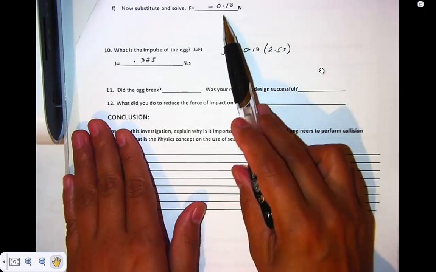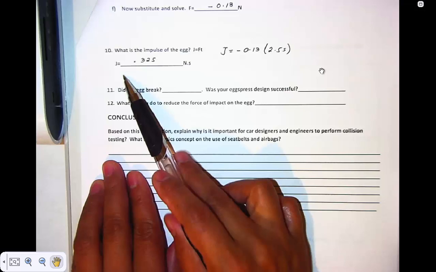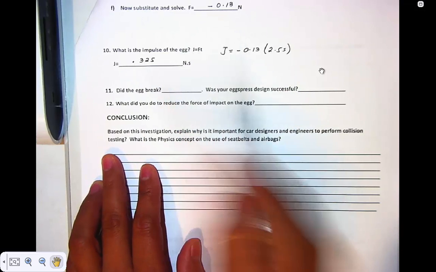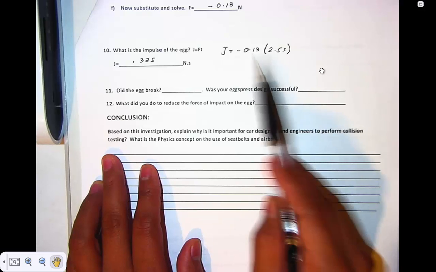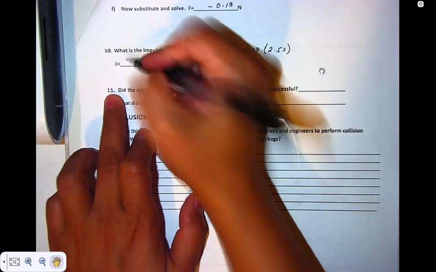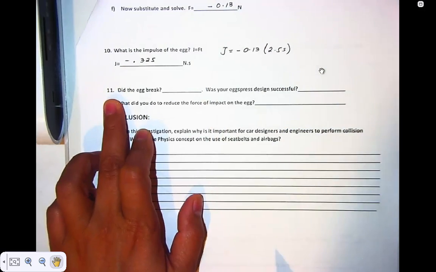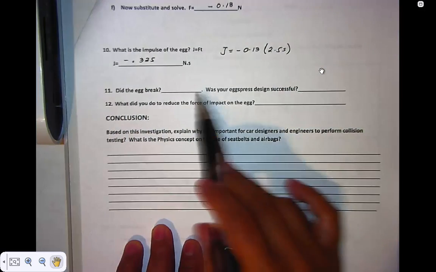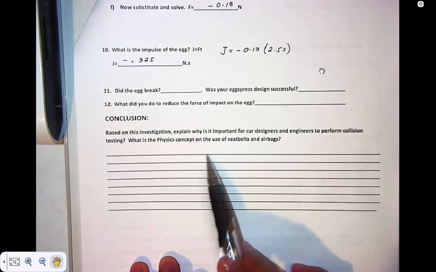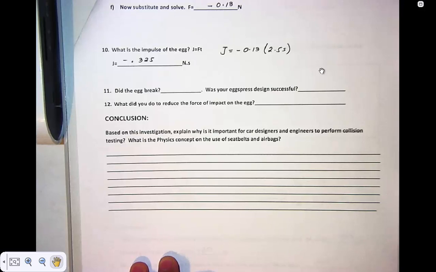Just copy the answer and put it on the next page. And now to solve for impulse, it's force times time. Your force, which is negative 0.13, times the time, will give us 0.325. So this is actually a negative number. Go ahead and answer the questions. Make sure you have a conclusion. That way you can get 100 points. Minus 10 if you don't have a conclusion. Hope this helps.